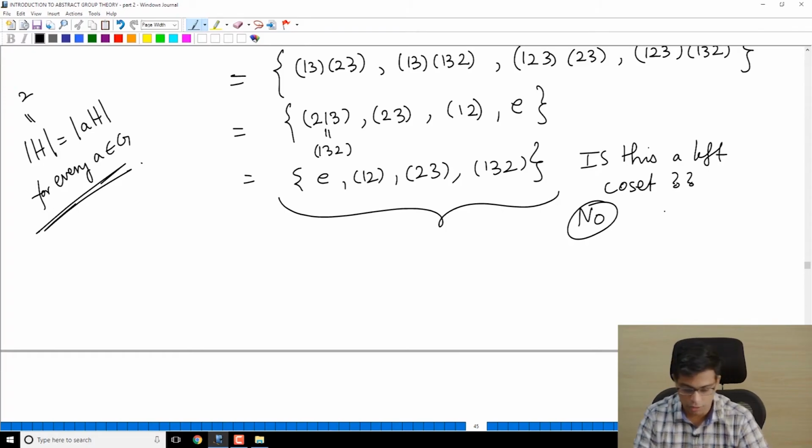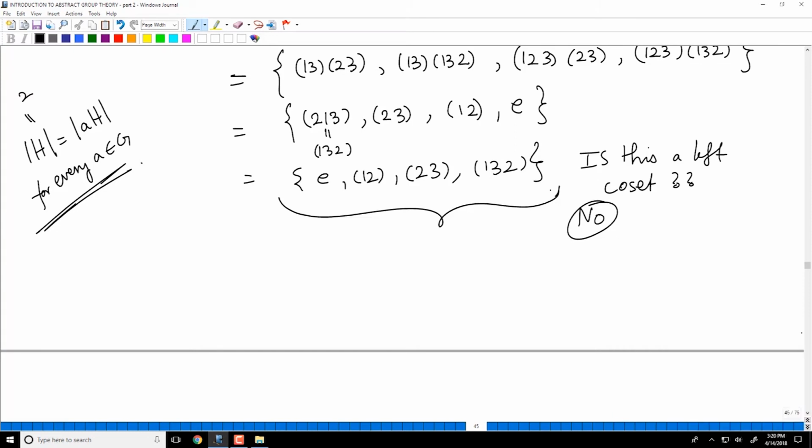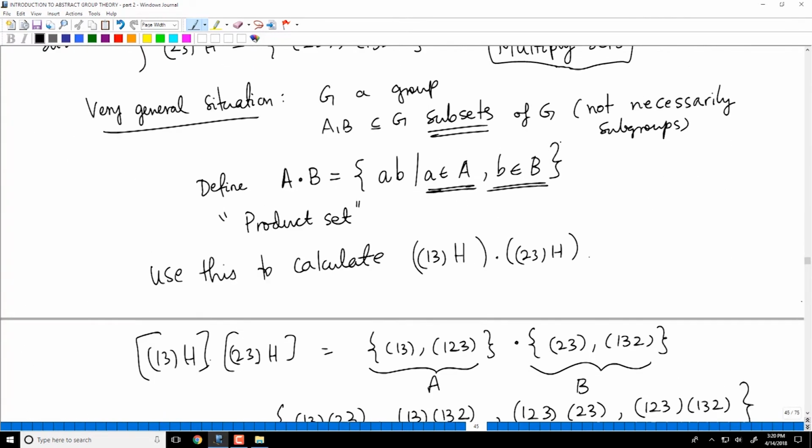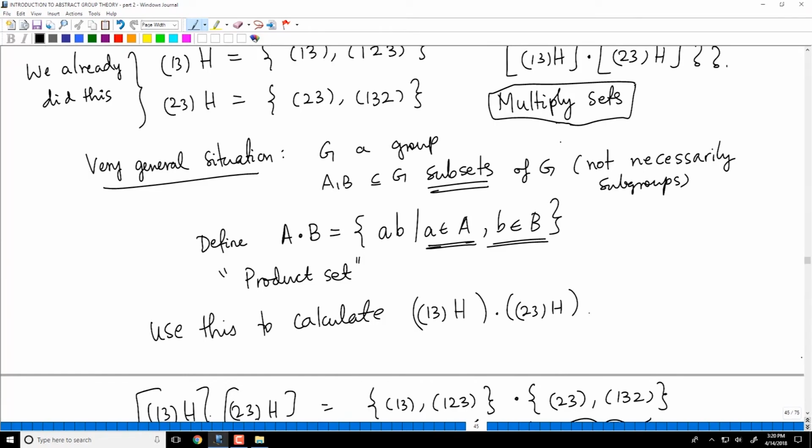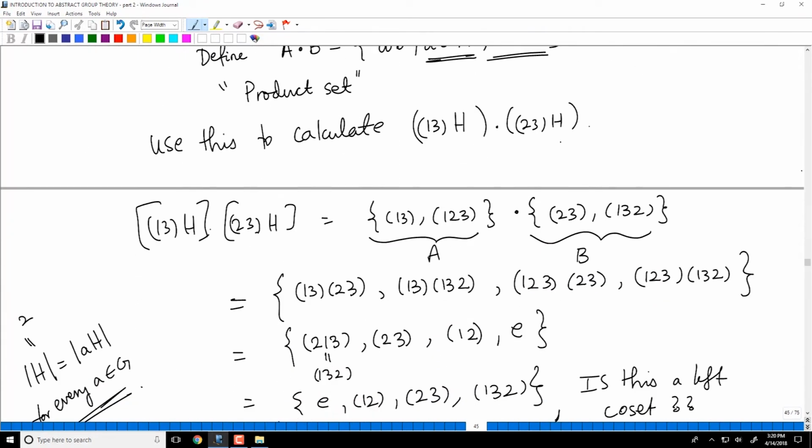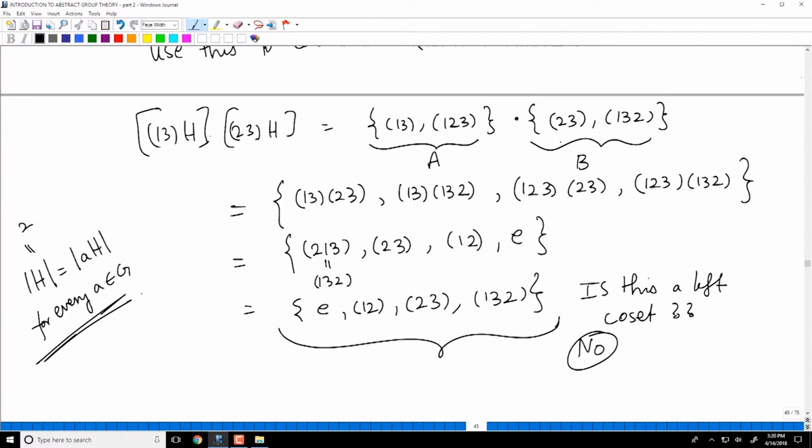You can either check the explicit list that we calculated earlier, or use the theorem that cardinality of H is the same as cardinality of AH. This was used in Lagrange's theorem and the counting formula. So this cannot be a left coset, so this is too bad. We cannot use this definition to give the definition of a multiplication of 2 left cosets.